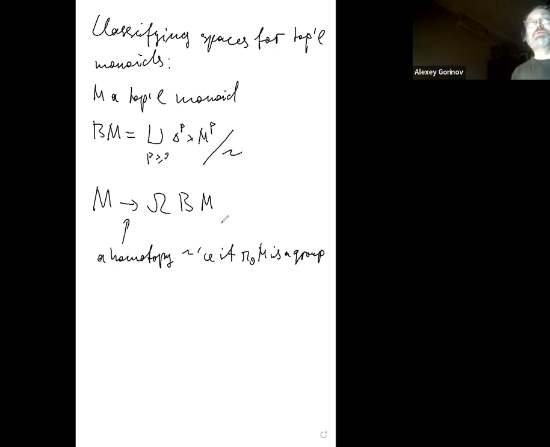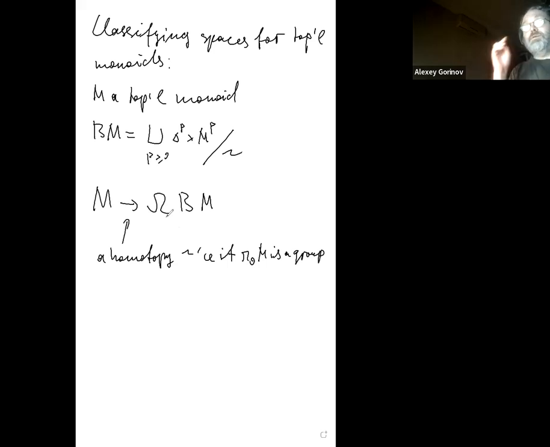Well, the short answer is one can define a larger and in some sense more sensible class of equivalences for monoids, and in which case M and omega BM will be an equivalence of H spaces.